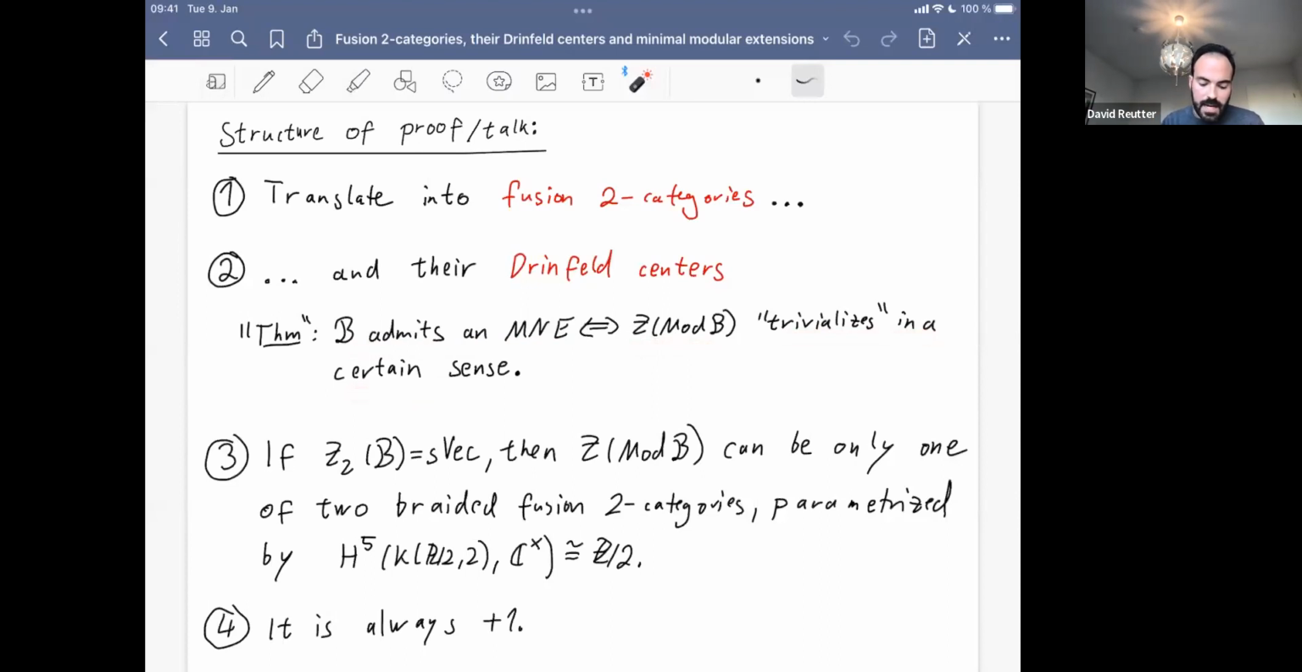And then I'll explain that if the Müger center of B is super vector spaces, then I actually know that this category can only be one of two different categories. These two categories are distinguished by a certain cohomology group. And then lastly, you show that actually it can only be one of these categories. So it has to be trivial in this way. So this trivializes. And this would be the outline of the proof. And this is also the outline of the talk.